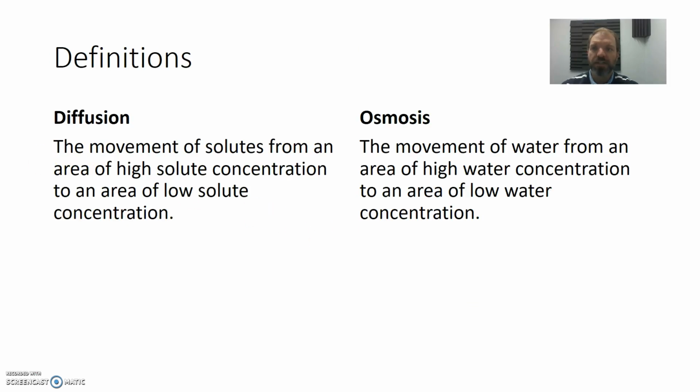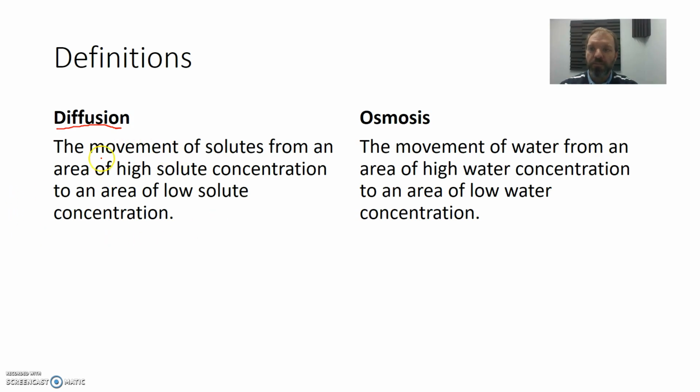So let's look at those definitions. Diffusion is the movement of solutes, that is dissolved substances, from an area of high solute concentration to an area of low solute concentration. So this might be dissolved salts, might be sugar, might be other substances, but just be aware that not all of these particles can diffuse through a normal plasma membrane. So even though they are going to move from high concentration to low concentration, the membrane might actually block them.